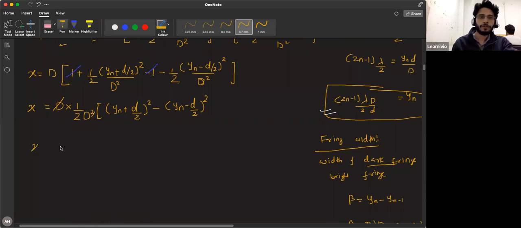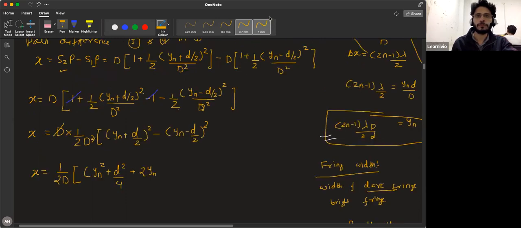So your x will be 1 by 2d, so that's (yn plus d by 2) whole square minus (yn minus d by 2) whole square. You can just open the whole square here. Yn square plus d square by 4, a square plus b square plus 2ab, so it's twice of yn into d by 2, minus yn square plus d square by 4 minus twice of yn into d by 2.